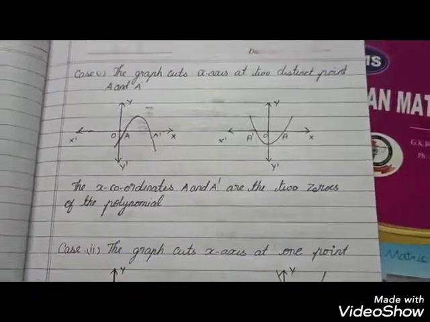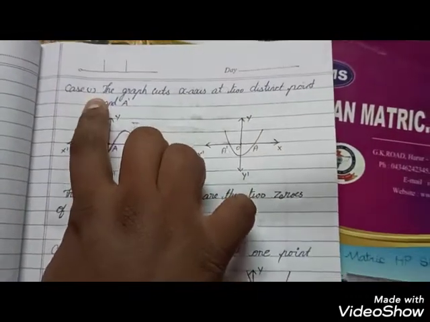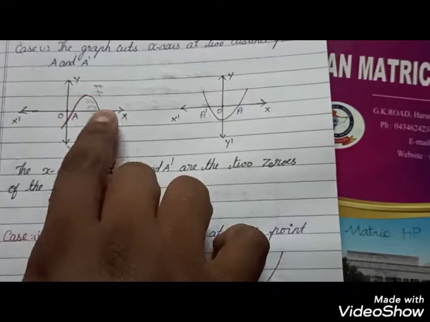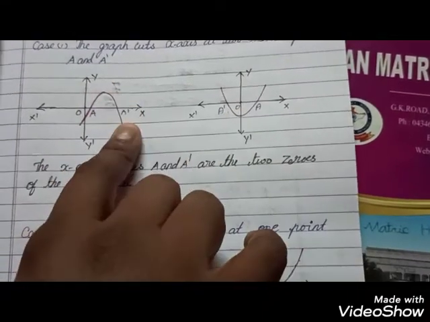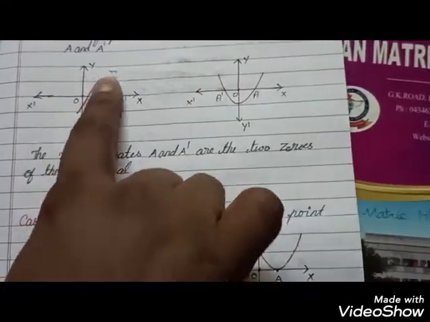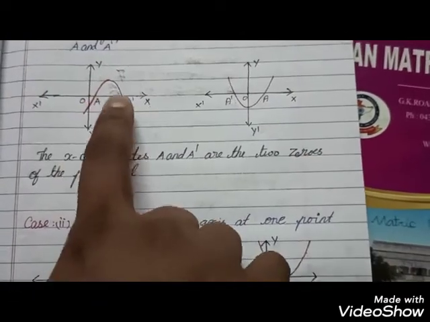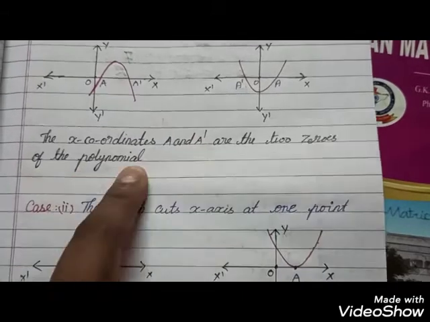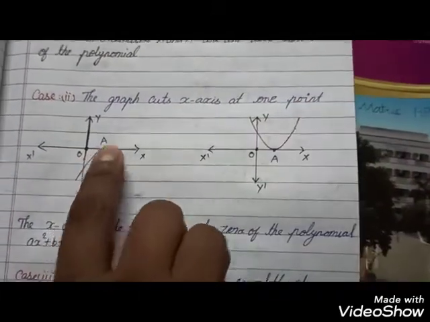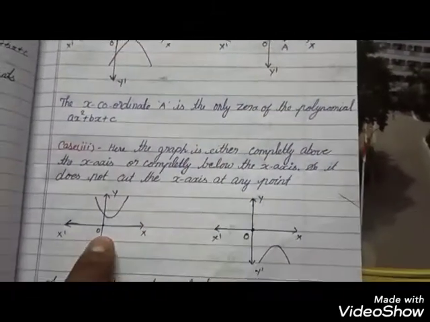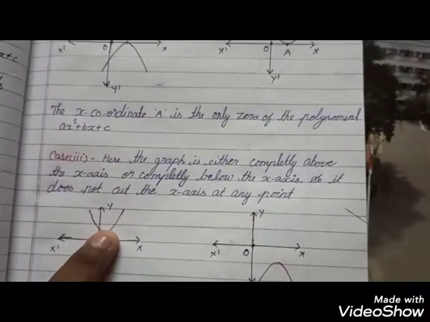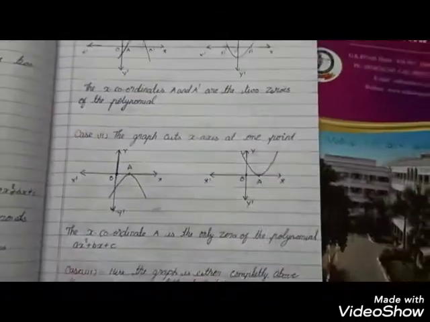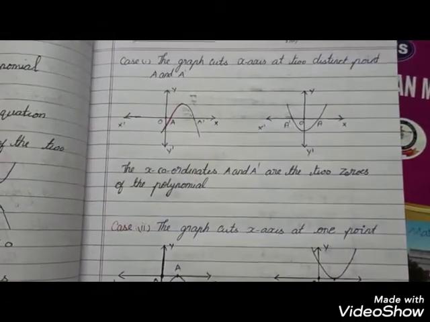In the same way, in a quadratic equation I have to show 3 cases. Case 1, case 2, case 3. Here you see an open downward curve and an open upward curve, which are parabolic curves. If it touches 2 points, the x-coordinates a and a dash are the zeros of the polynomial. If it touches only 1 point, there is only 1 zero. If the curve is totally above the x-axis or below the x-axis, there is no zero. On the basis of this, today I will explain the example sums.